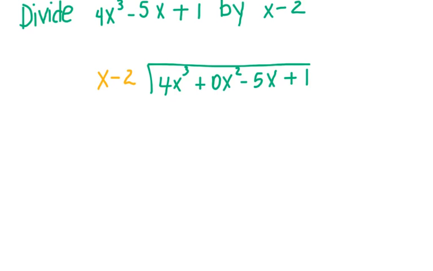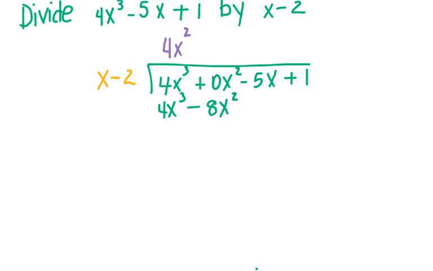Now, the first thing that we're going to look at is our first term, which is 4x cubed, that we want to divide by x minus 2. So we want to find out what we have to multiply by x in order to get 4x cubed. If we multiply 4x squared by x, then that's going to give us 4x cubed. And 4x squared times the rest of our factor, negative 2, is going to give us negative 8x squared.